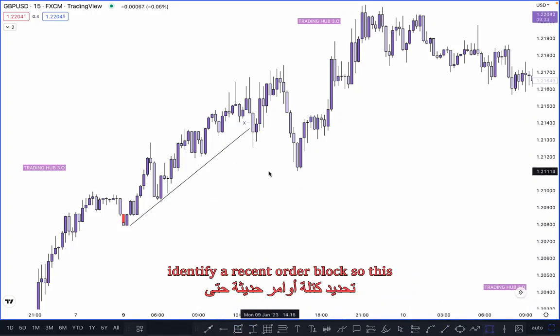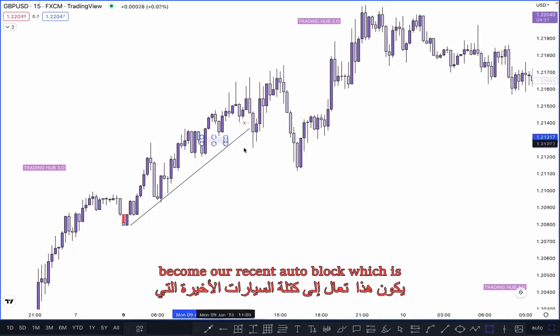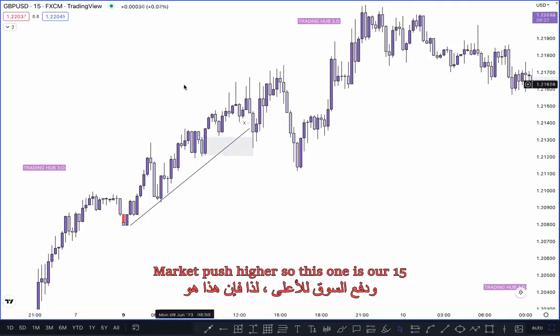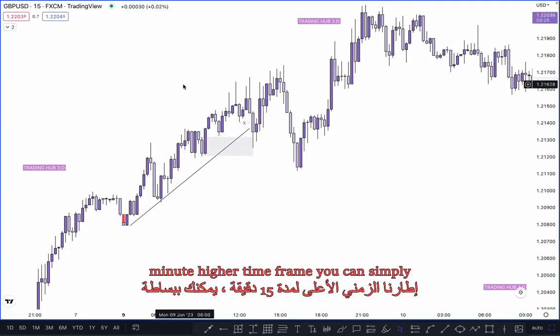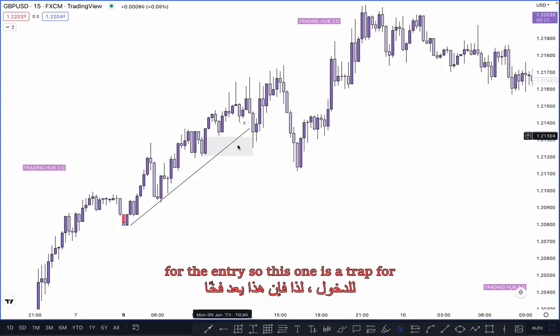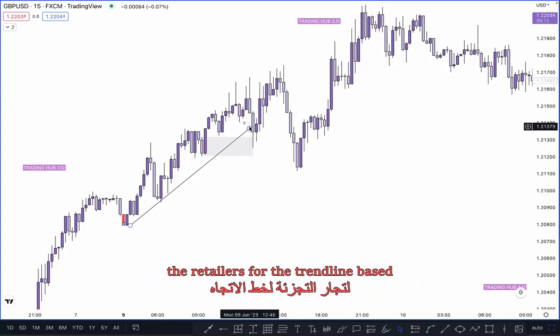You have to identify a recent order block. So this becomes our recent order block, which is unmitigated here. The market tapped here and pushed higher. This one is our 15-minute higher time frame. You can simply switch into the lower time frame, 1 minute, for the entry. So this one is a trap for the retailers, for the trendline-based traders.